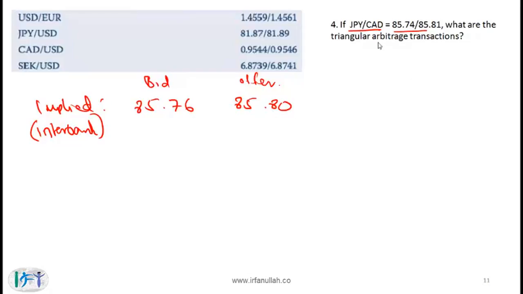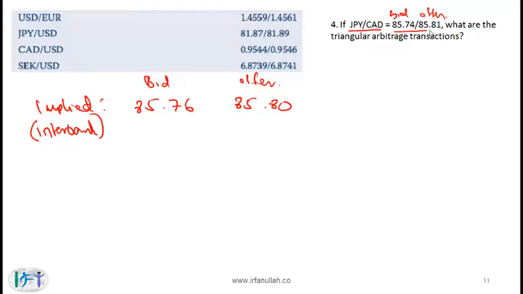Now, if a dealer offers you this rate, 85.74, which is the bid, and 85.81, which is the offer, can you make an arbitrage profit here? That is the first question. So notice that what you can do from the dealer is buy Canadian dollars for 85.81 yen. So that's how much you will buy for.